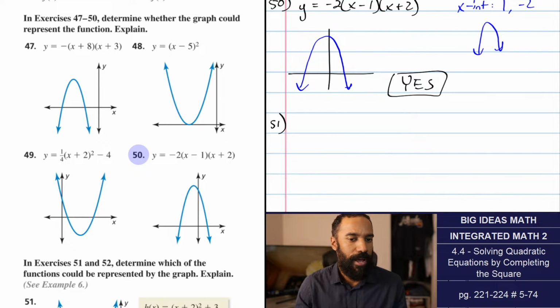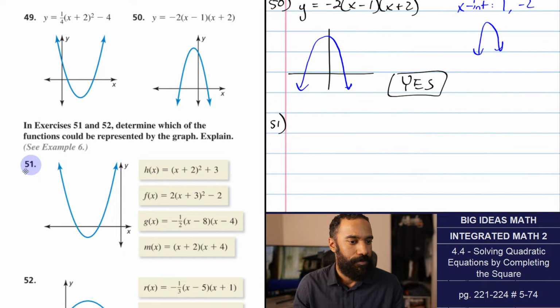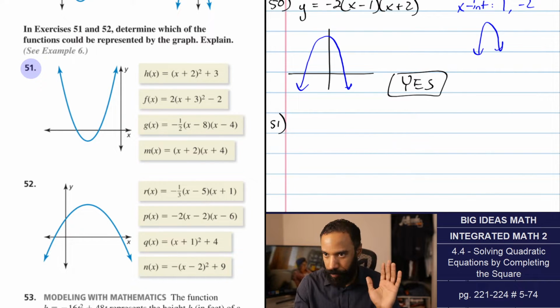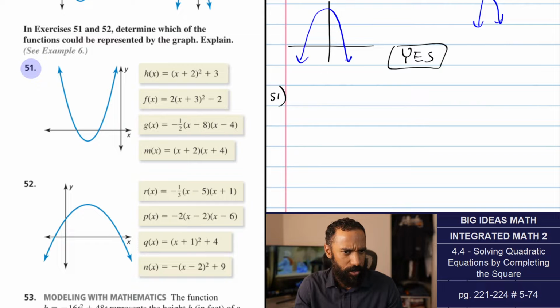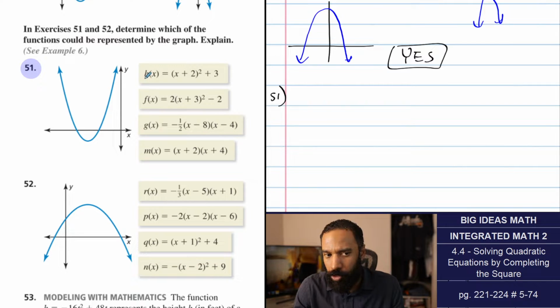All right, number 51 and 52. Let's determine which of the functions could be represented by the graph. Oh, I see, just these 4 for this one. It still has nothing to do with completing the square, which is fine. Explain. I'm going to do it out loud. I'm not sure how I'm going to do it here.